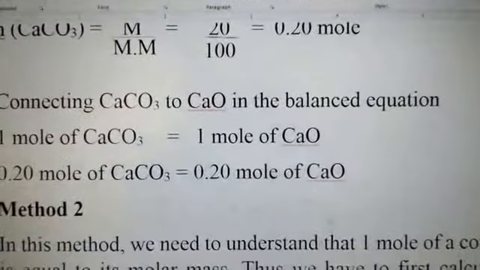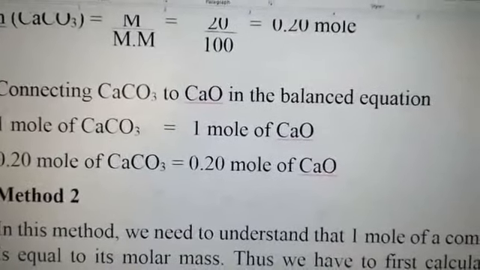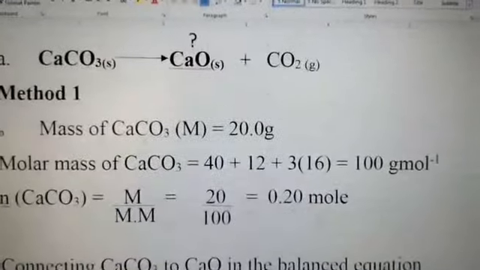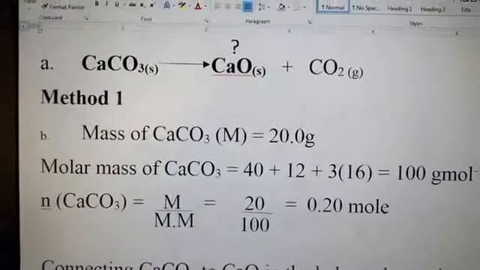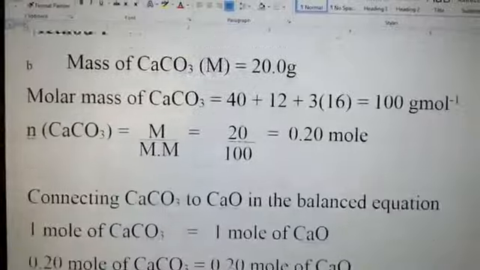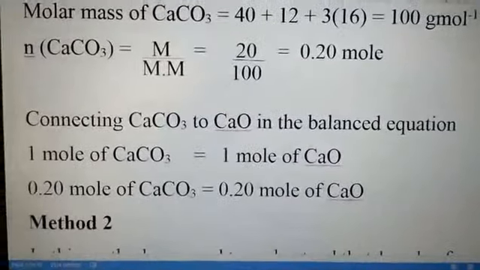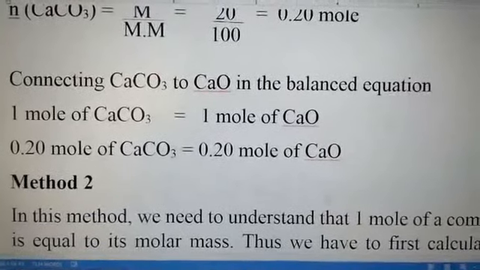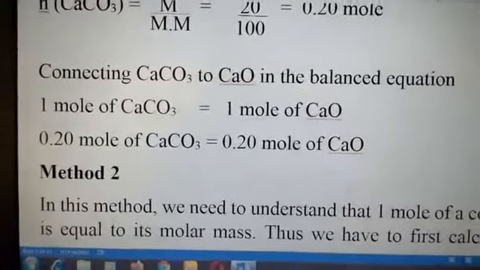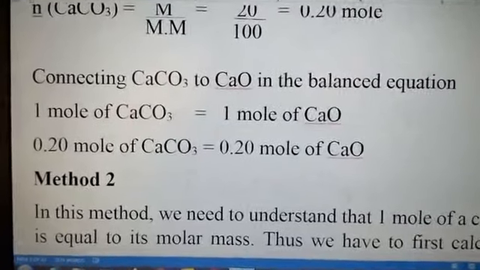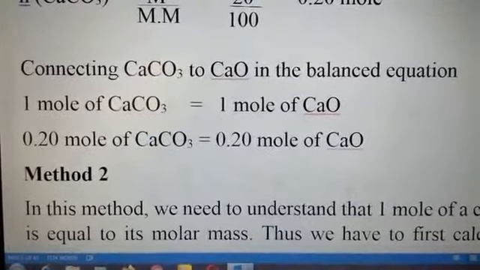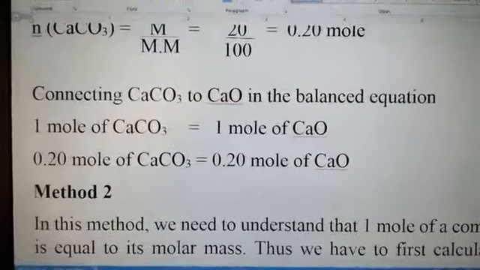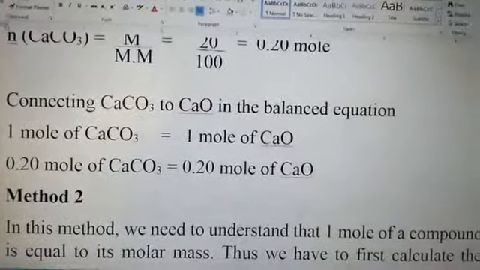Now we'll connect the known, calcium carbonate, to the unknown, quicklime, calcium oxide, in the balanced equation. If you look at the balanced equation, you see that the number of moles of each of them is 1:1, 1 mole to 1 mole. So we'll say 1 mole of calcium carbonate is equal to 1 mole of calcium oxide. Therefore, 0.20 mole of calcium carbonate. The first statement, 1 mole of calcium carbonate is equal to 1 mole of calcium oxide, came from the balanced equation. Why did I get 0.20?